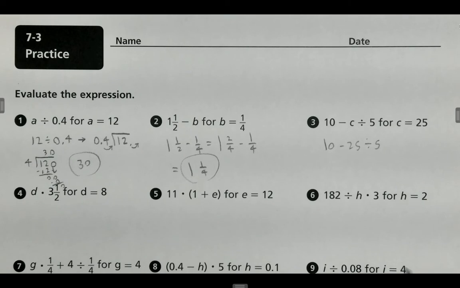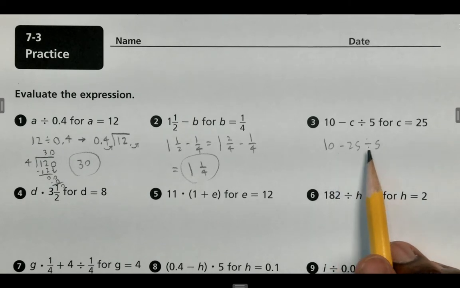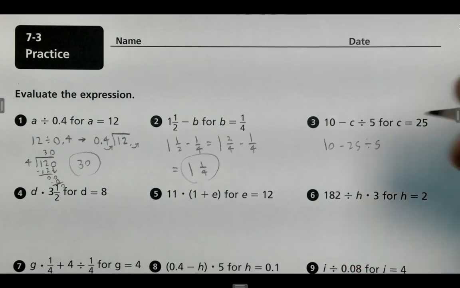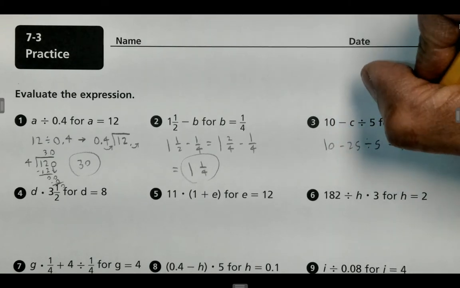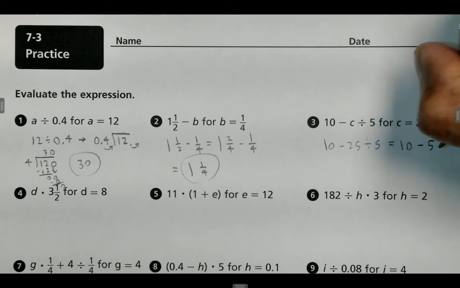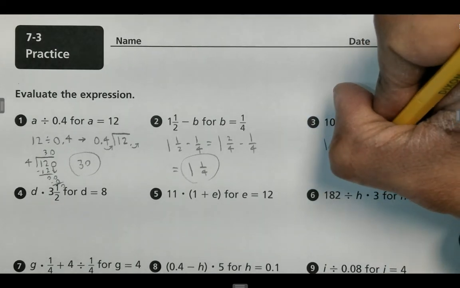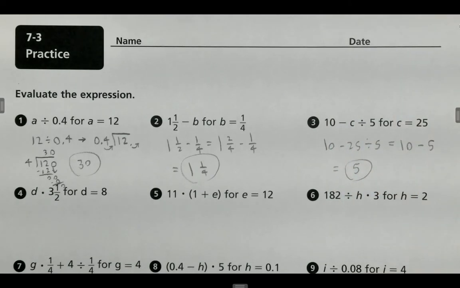Now let's simplify this expression. Subtraction or division, what's the higher rank? In this case, division. Let's do the division first. 25 divided by 5 is 5. So the expression gets simplified to 10 minus 5, which of course is 5.